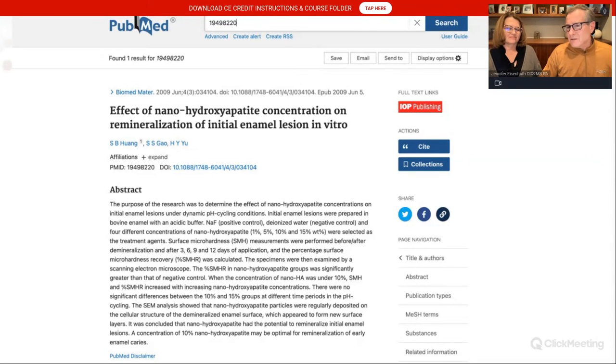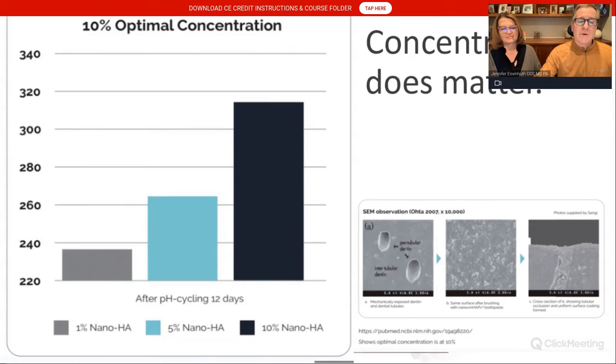So the question that's being asked right now is, does concentration matter? Within this clinical study, they tested this question. They tested 1, 5, 10, and 15% concentrations to assess the level of remineralizing. What's interesting, and I'm not going to read the whole study, but we'll summarize it, is that when you go from 10 to 15% concentrations of nanohydroxyapatite, there were really insignificant levels of improvement or higher levels of remineralizing.